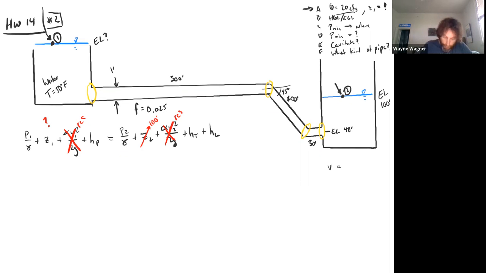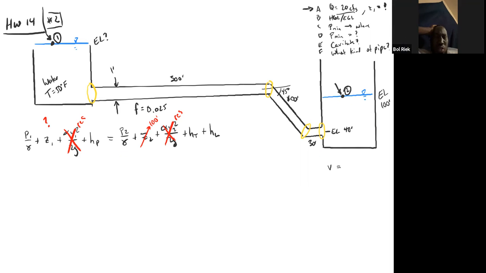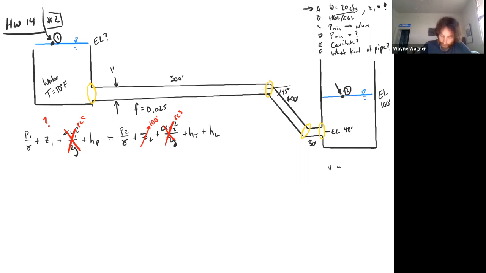So then are the P's 0 too? Yeah, the P's are 0 too. I'm kind of a little scatterbrained right now, but yeah, you're right. The P's are 0 because those are atmospheric.